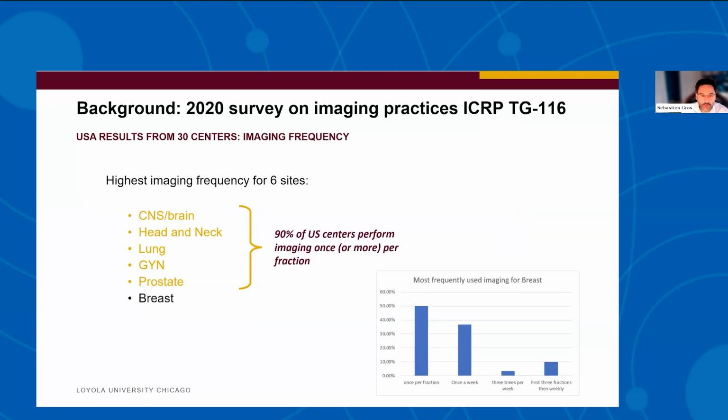Another result from the survey was that for 6 treatment regions, the radiotherapy centers were asked to list all the options that they would employ for imaging curative treatment. And in the US, practically 90% of the centers performed imaging at least once or more per fraction. So the frequency was at least daily for most of the sites, except for breast.